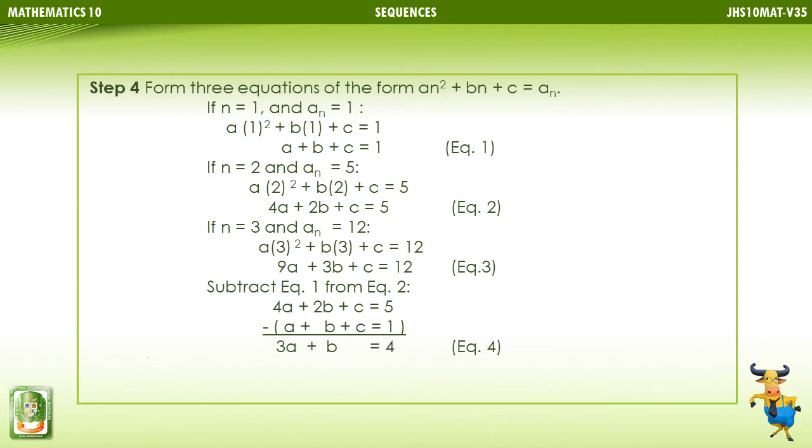Equation 3. Subtract equation 1 from equation 2. 4a plus 2b plus c equals 5 minus a plus b plus c equals 1 gives 3a plus b equals 4. Equation 4.